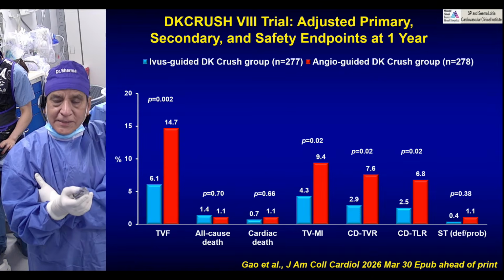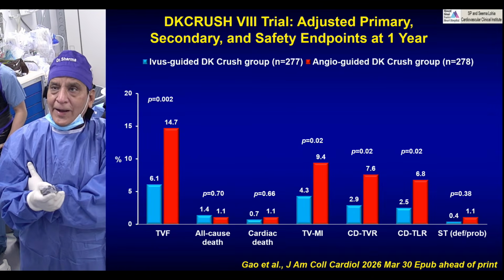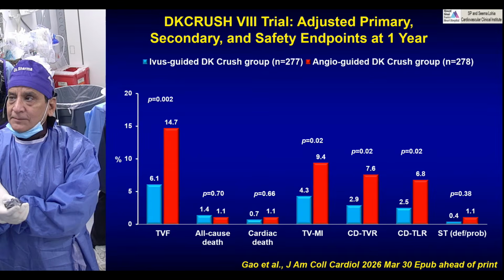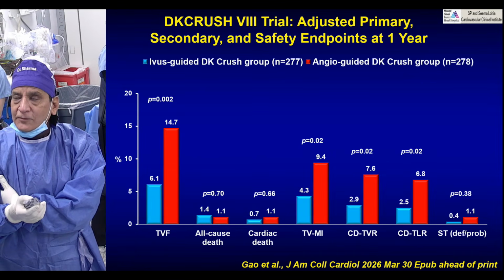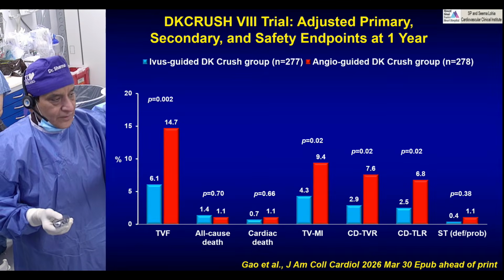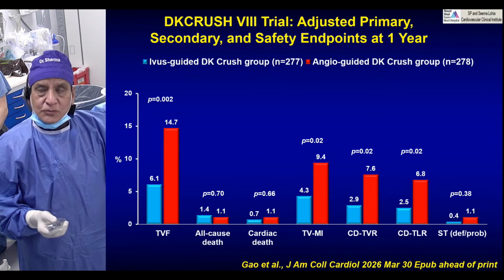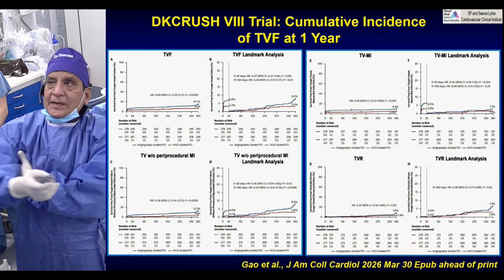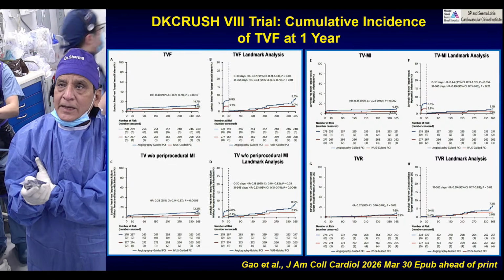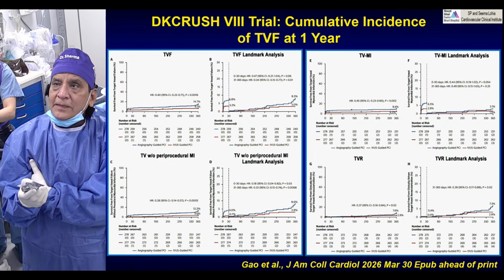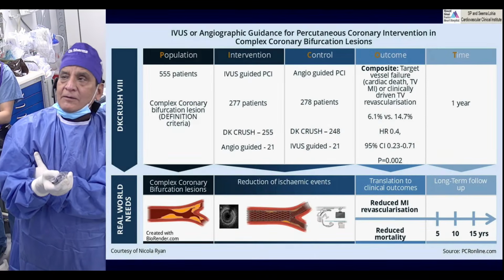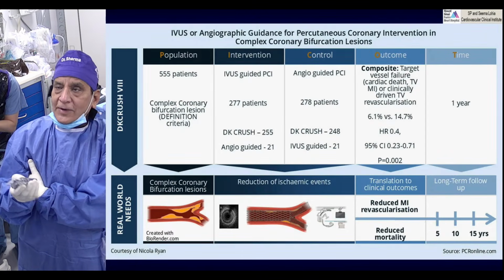All of a sudden, now you see benefit: the height of the blue bar became significantly lower than the red bar, and of course, the stent thrombosis numerically lower, 0.4 versus 1.1. So clearly, DK crush 8 was totally different than what the first two trials, IVUS-CHIP and OPTIMAL, showed. And these are the landmark analysis in these particular cases. Not only 30 days, even after 30 days, TVF and myocardial infarction and TVR. So basically, what did it show?